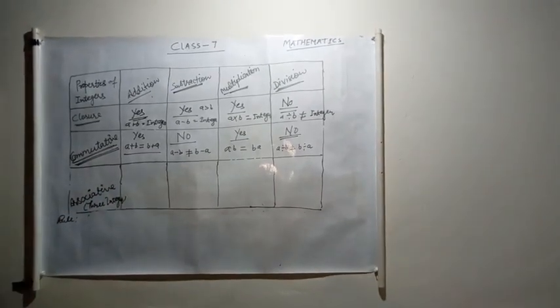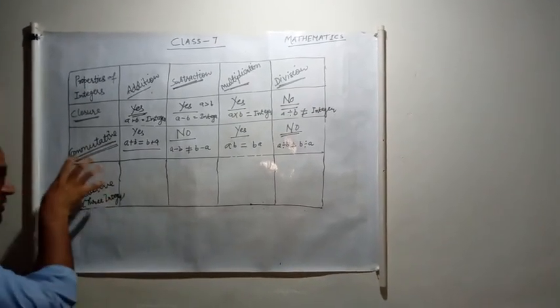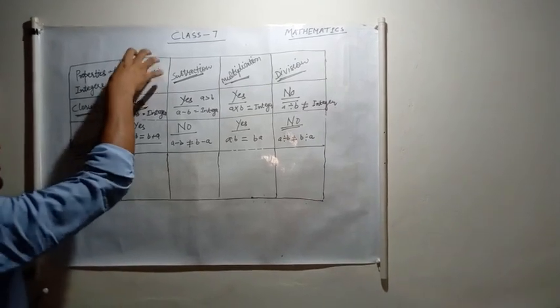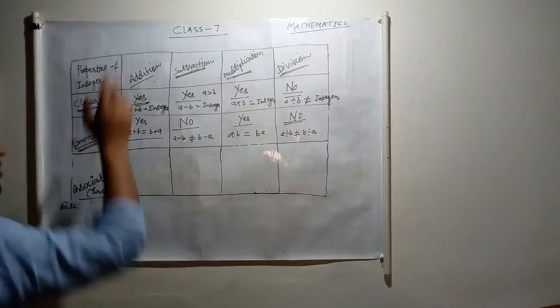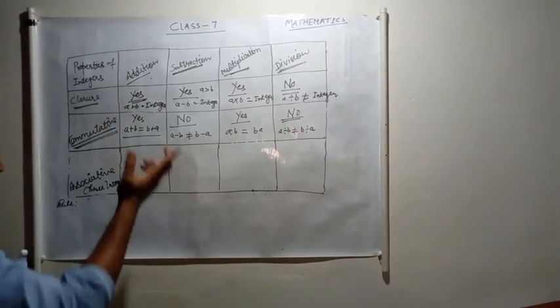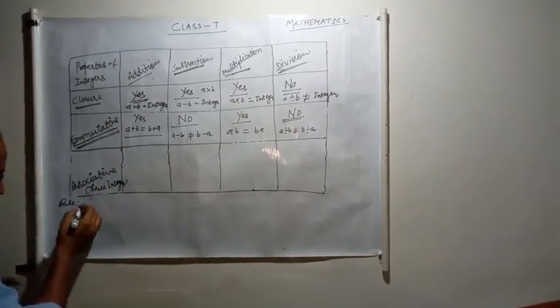Associative holds for three integers. So the associative property I am going to talk about for addition. I am going to check whether the associative property holds for addition or not.